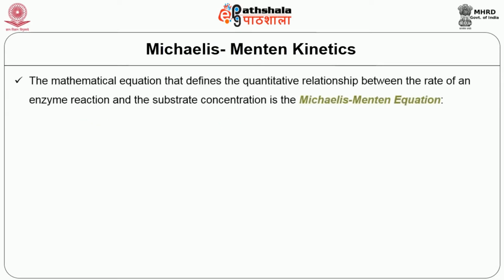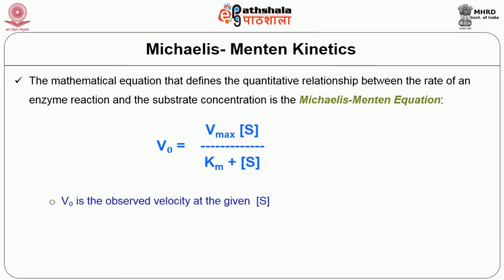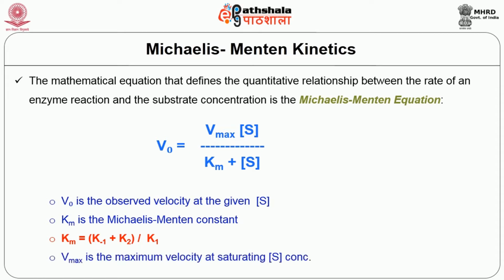The mathematical equation that defines the quantitative relationship between the rate of an enzyme reaction and the substrate concentration is the Michaelis-Menten equation, which is given by V0 = Vmax [S] / (Km + [S]). V0 is the observed velocity at a given substrate concentration. Km is called the Michaelis-Menten constant, where Km is denoted by (K-1 + K2) / K1, and Vmax is the maximum velocity at the saturating substrate concentration.